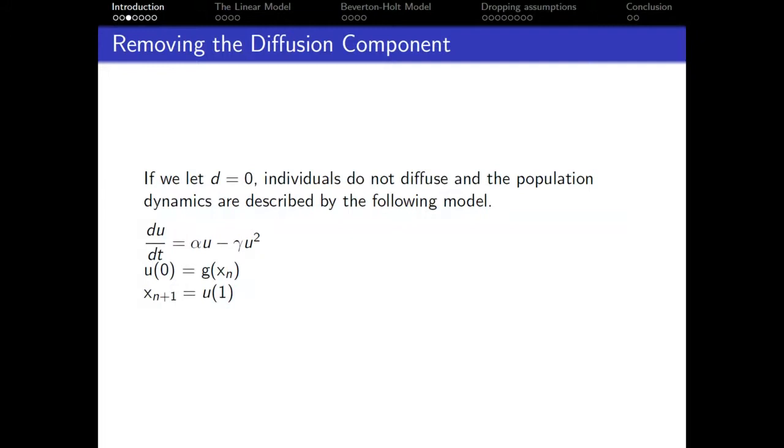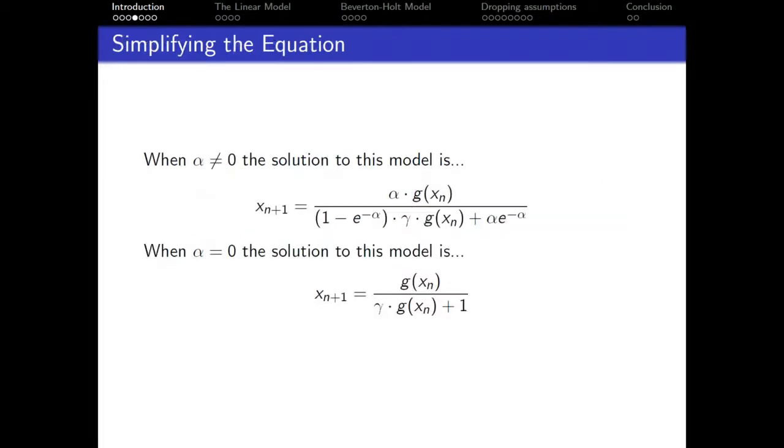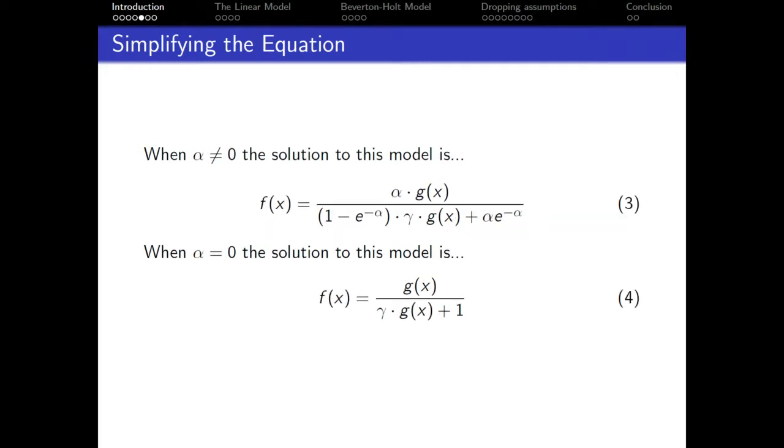At the beginning of their paper, Lewis and Li briefly mentioned that if we let d equal 0, then individuals do not diffuse and the population dynamics are described by du dt equals alpha u minus gamma u squared. This equation can be simplified to the following equations. Note that we split the equation up into two cases, the case when alpha is 0 and the case when alpha is not 0. Finally, by taking this equation out of recursive form, we are left with these equations. These equations were labeled as equation 3 and equation 4 in the paper by Lewis and Li, and we will refer to these equations by these names for the remainder of the presentation.